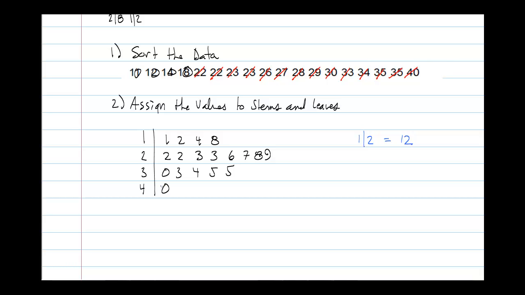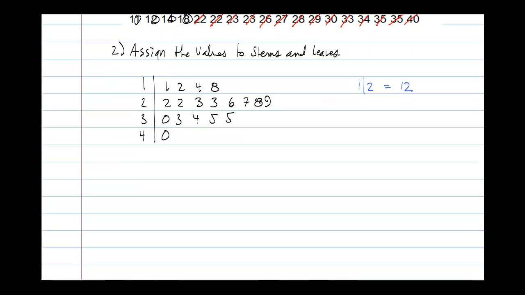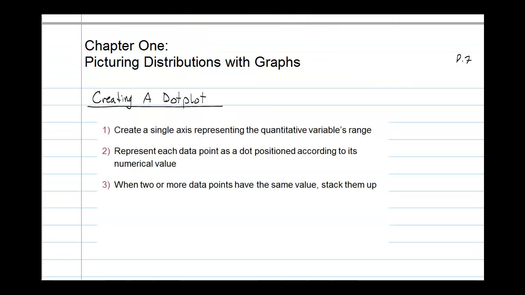The next technique that we're going to look at, or the next type of graph that we're going to look at, is creating a dot plot. Now remember, stem and leaf plots and dot plots are usually best for smaller sample size. Now when we go through and we make a dot plot, the first thing we want to do is to create a single axis representing the quantitative variable's range, and this basically means a number line. Then we represent each data point as a dot positioned according to its numerical value. When two or more data points have the same value, then we stack one on top of the other to represent the frequency.